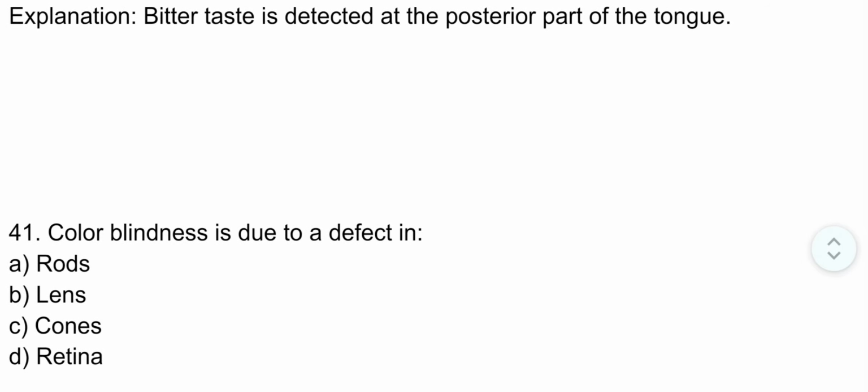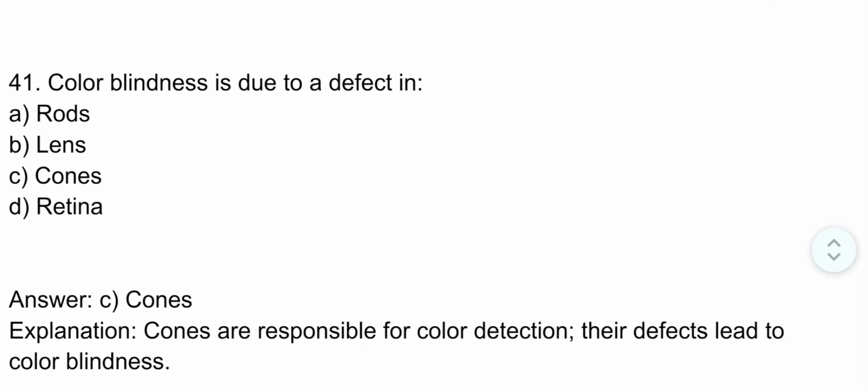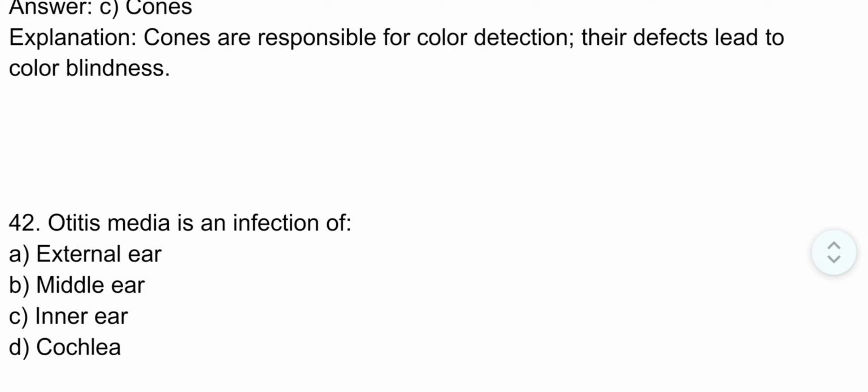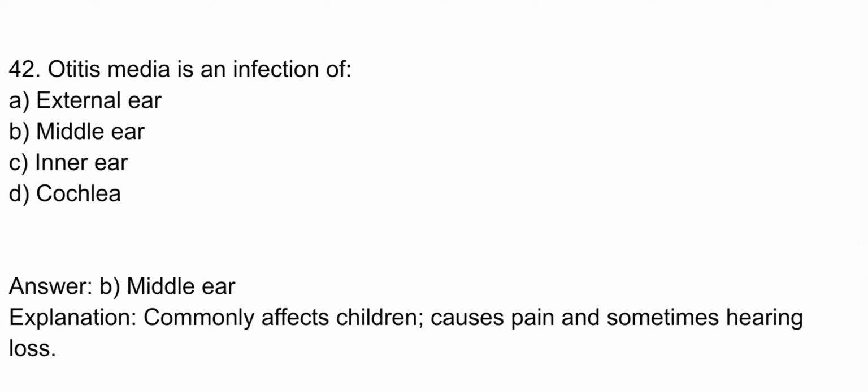Question number 41. Color blindness is due to defect in? The correct option is option C. Cones. Cones are responsible for color detection. Their defects lead to color blindness. Question number 42. Otitis media is an infection of? The correct option is option B. Middle ear. Commonly affects children, causes pain and sometimes hearing loss.